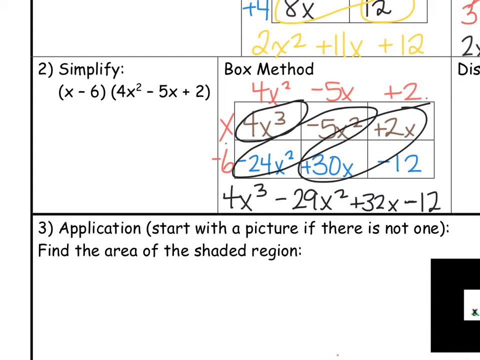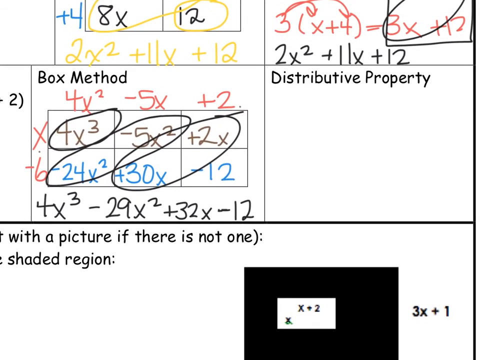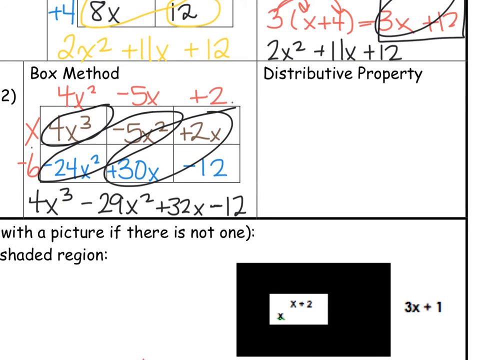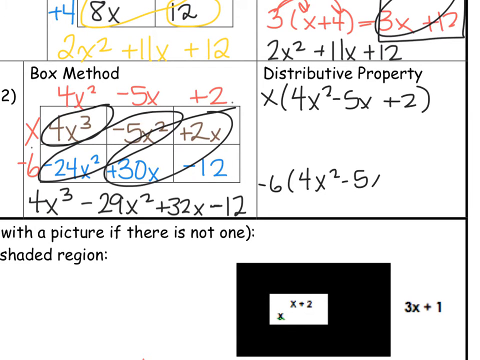So if we do the distributive property method, we should get the same answer. So let's go ahead and try that one. We're going to do the same thing. I'm going to take the x in the first term and multiply it times everything in the second set of parentheses. And I'm going to take the minus 6 from the first term and do the same thing. 4x squared, multiply it times everything in the second set of parentheses.